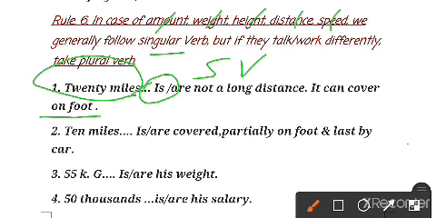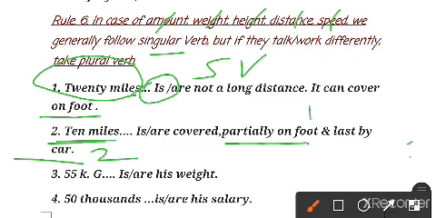But see the one below, 10 miles. "10 miles is/are covered partially on foot and then the rest by car." So here the sentence is talking about two things. First is foot and then another is car. So the sense of two different things, car and foot, is coming in, and that is why here the answer will be "are." 10 miles covered by foot, the rest of it covered by car.